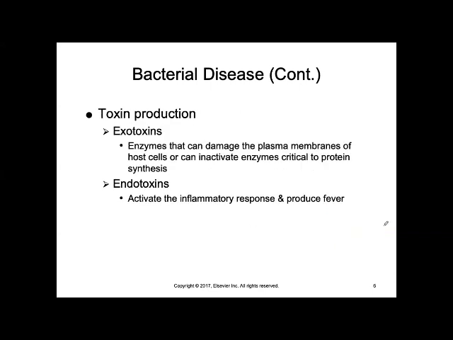All right. Exotoxins are simply enzymes that damage structures in the target so that it can do things like inactivate enzymes critical to protein synthesis, or chew through connective tissue, or whatever. Okay. Secreted weapons. Endotoxins activate inflammation and produce fever. And an example of that we already talked about is lipopolysaccharide. Okay, LPS.